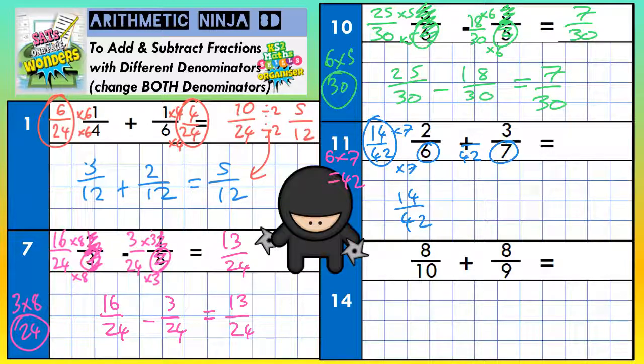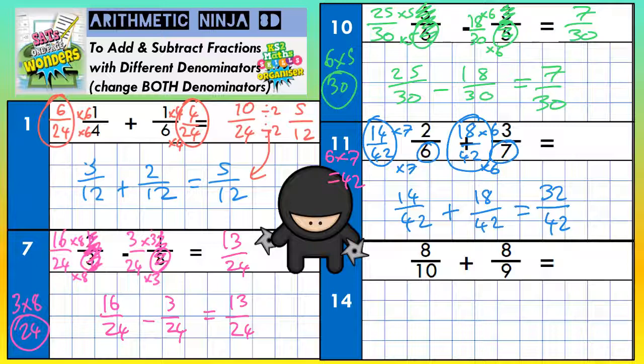And to get from 7 to 42 is times 6, do exactly the same on the top. 3 times 6 is 18. So that one is 18 over 42. Add the two together. It's like saying 14 chips plus 18 chips would be 32 chips, where the unit is chips. So 14 42ths plus 18 42ths is 32 42ths, where the unit is 42ths.